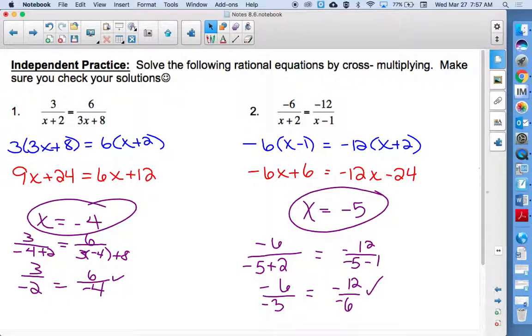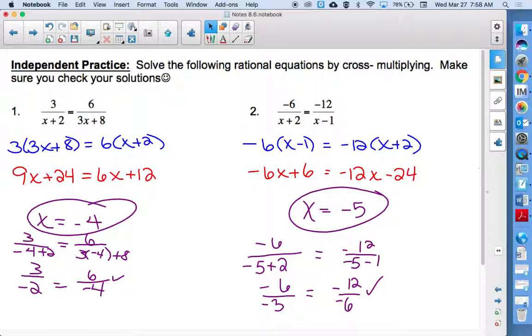So that's cross multiplying. It only works when you have one fraction equal to another fraction. Anytime there's anything extra added to one side of the equation, you no longer can use that method. It's a pretty nice method to use. Questions?